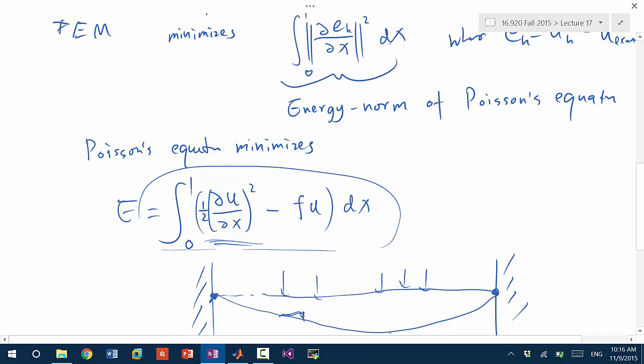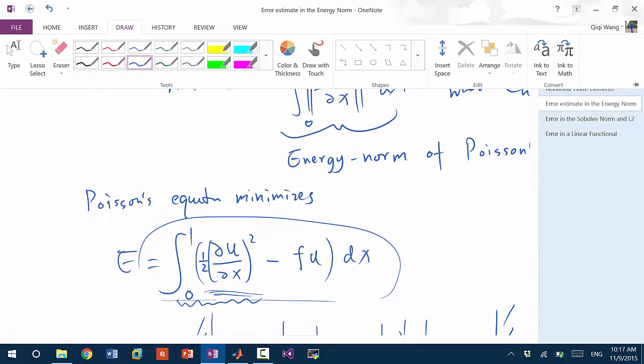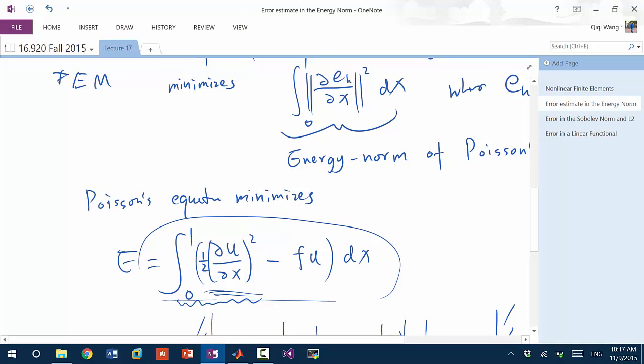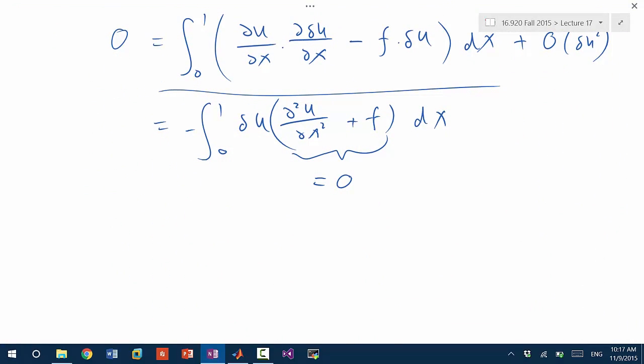In particular, we can see that Poisson's equation has an energy norm that is expressed as the integration of the square of the derivative. And that is what is applied to the energy norm error analysis of Poisson's equation. All right, any questions on where the energy norm comes from? No? Okay. So now let's start to take a look at why the energy norm is always minimized.